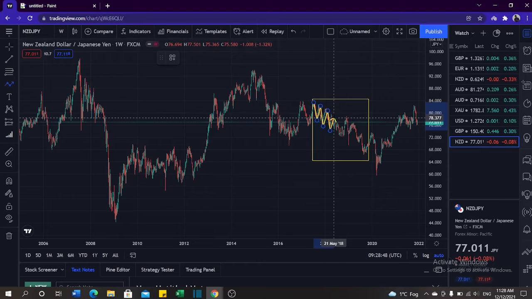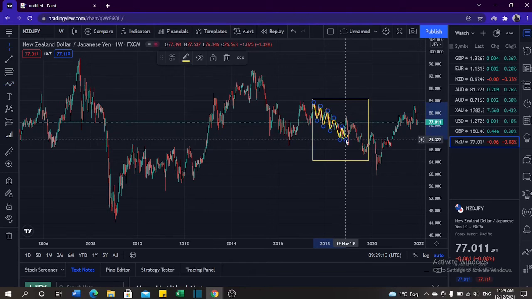By the way, we are using the weekly time frame on NZDJPY. It forms a lower low again, a lower high, then it forms another lower low. It tries to break this area, but it can't, so it forms another lower high. Then this is when price tries to go down, but it comes to an end. That's when the downtrend stops.